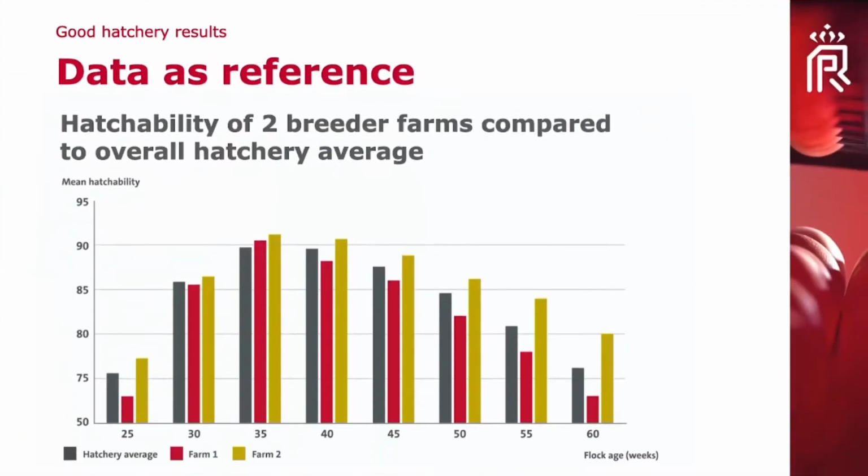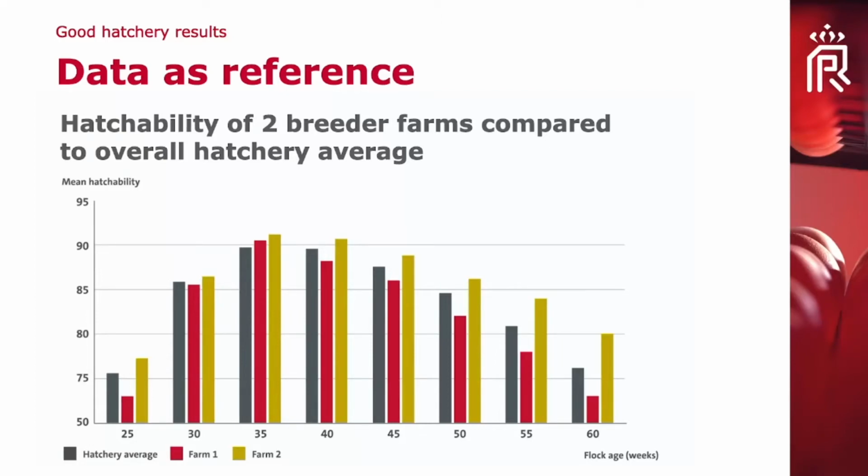So if we look at data analysis, I have a graph here that shows the hatchability of 2 breeder farms compared to an overall hatchery average. So we see different bars with different colors. The gray one is the hatchery average, and then we have the red and the yellow bars for farm number 1 and farm number 2.